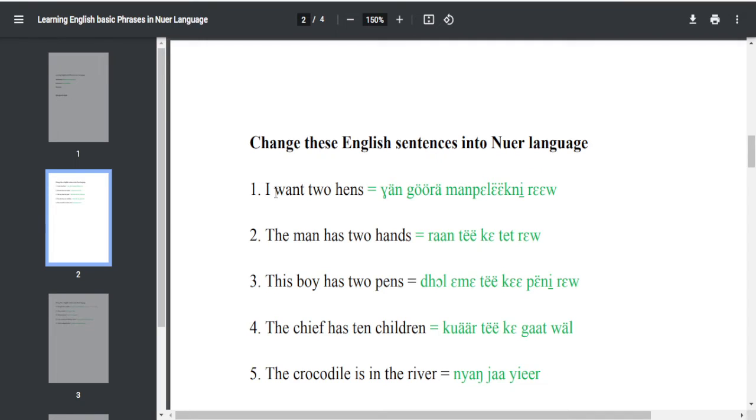Let's get started. I want 2 hens. En göörä manpɛlɛ. Hen göörä manpɛlɛ. Number 2.